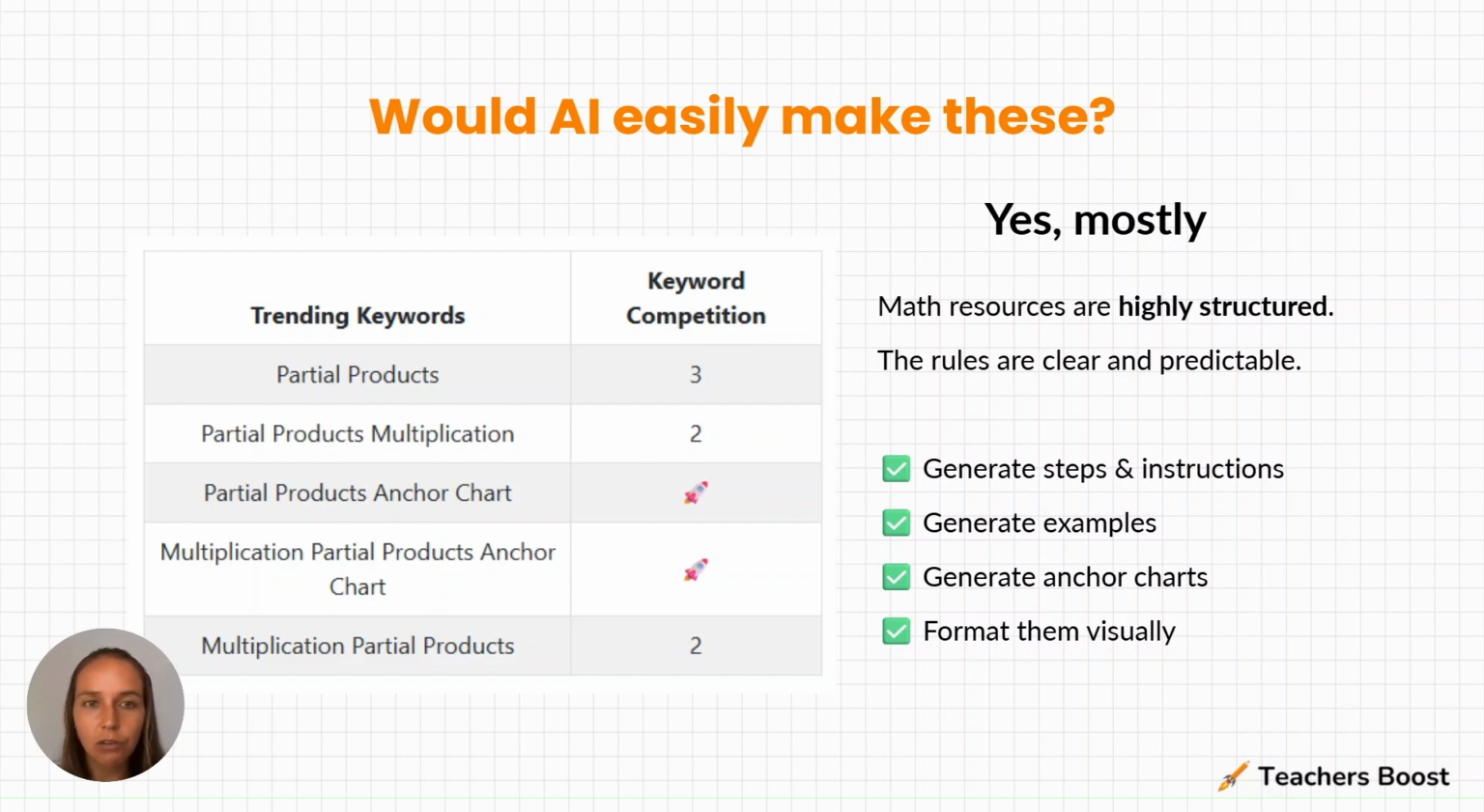AI can generate the steps and the instructions easily. It can also give clear examples. It can generate the anchor charts easily, and it can format it visually because there is minimal content and potentially no images or definitely no complex graphics. So we can see how these may not be ideal products to go for. Of course, human input would still be beneficial, but if someone is able to generate these products with AI in a matter of minutes or seconds sometimes, and then publish it on TpT at a low cost, it may not be worth my time to try compete with it.